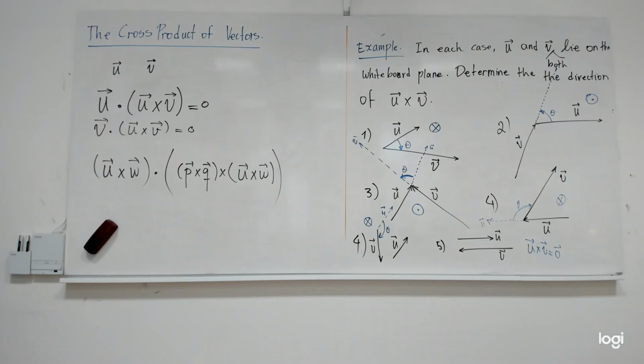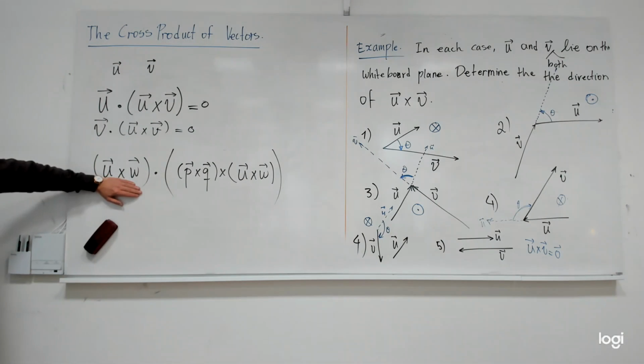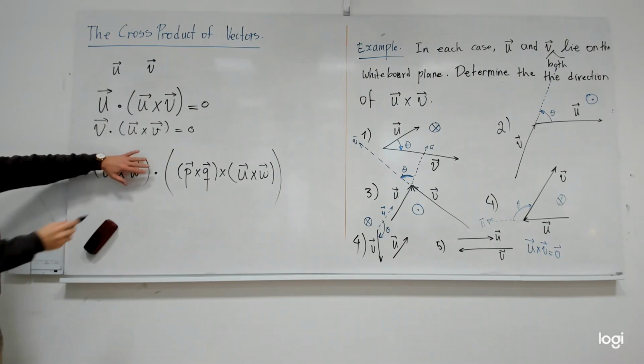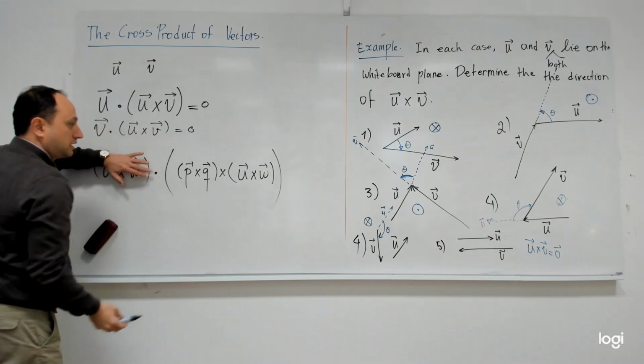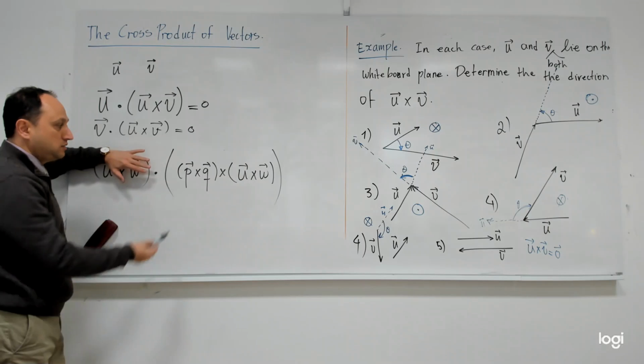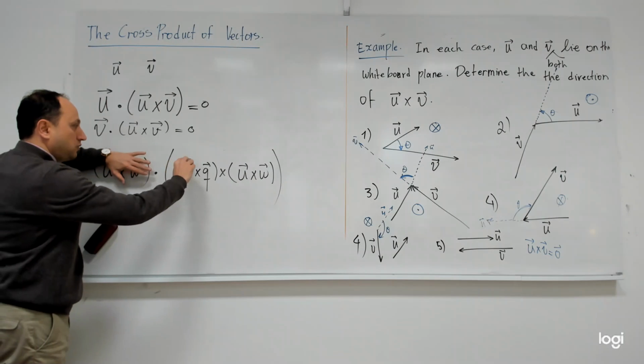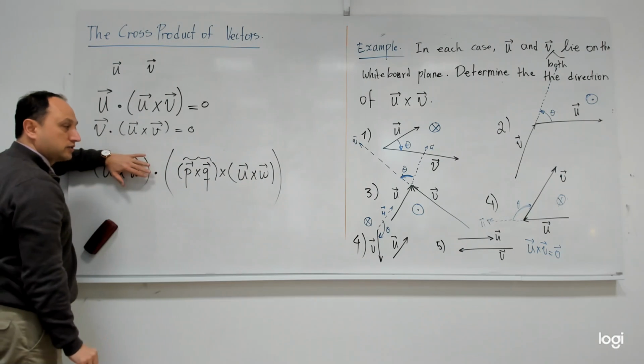Is it meaningful or meaningless? Meaningful. Why? This one makes sense. That's a vector. Let us investigate what is on the right-hand side. What is on the right-hand side? Is it meaningful itself? This one is a vector.